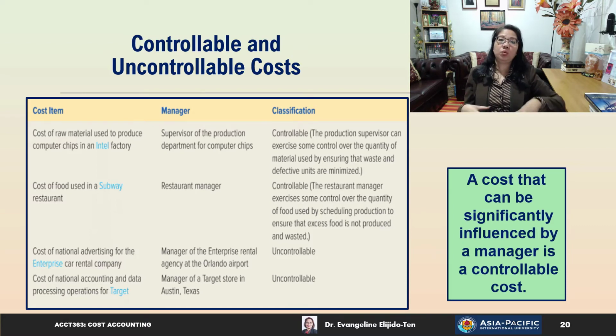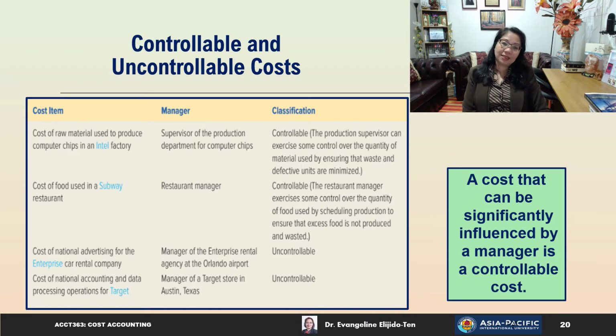If the manager would like to produce more, then they will have to incur more of these computer chips cost. If they produce less, then they will not need to buy more and therefore not incur higher costs. Also, if the production supervisor can exercise some degree of control over the spoilage or wastage, then there will be less defective units and therefore the cost of computer chips will be minimized. So that is an example of a controllable cost.